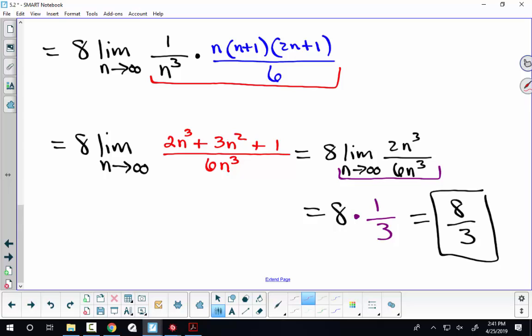And that's 2n cubed plus 3n squared plus n as the last, n times 1 times 1. So the integral from 0 to 2 of x squared dx, the area from 0 to 2 under the function x squared, is 8/3. So questions on this here?